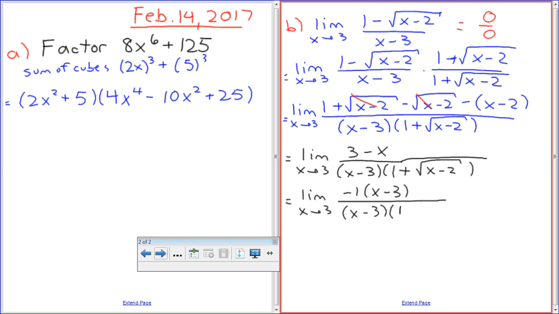Just because it's, I don't know, better practice with negatives in the numerator, so it will work out. All right, Victoria, why did you do that? Why do you take out a negative 1? Because that way you can cancel out the x minus 3 on the numerator and the denominator.